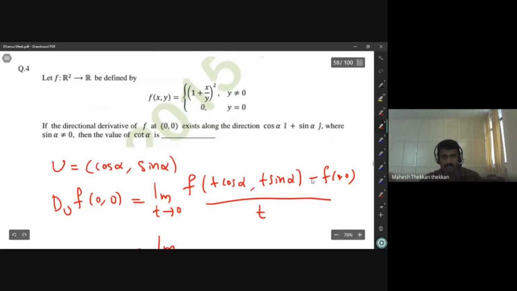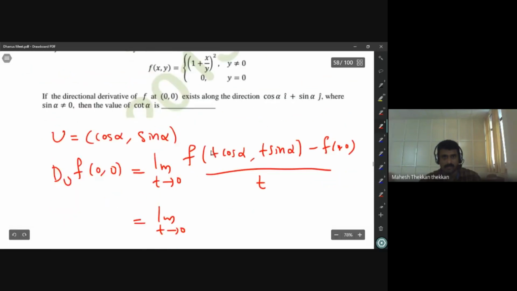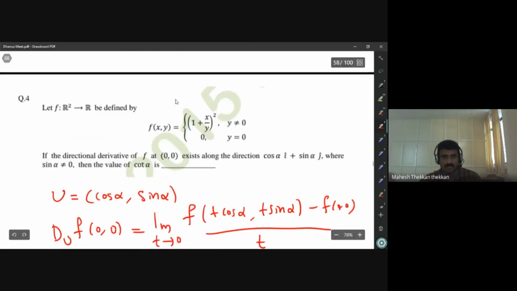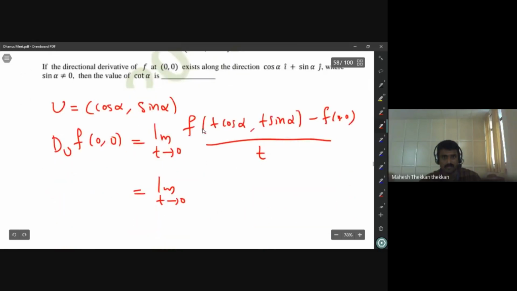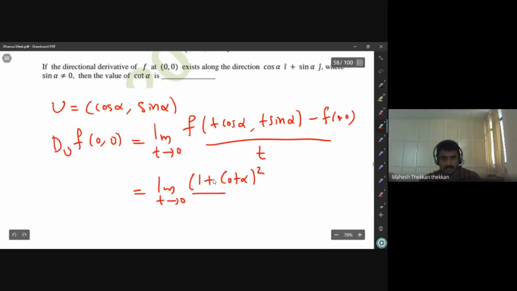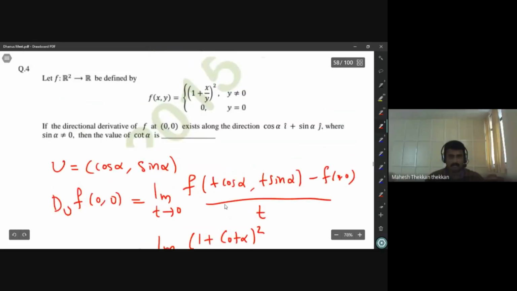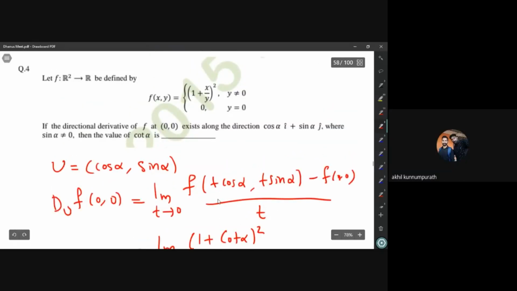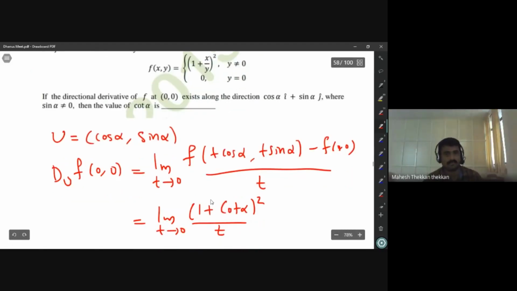What is f of (t cos alpha, t sin alpha)? f of (0, 0) is what? In that case, y is 0. So it is given that the function is 0. So f of (0, 0) is 0 only. Now f of (t cos alpha, t sin alpha) is what? You substitute here. Then you will get (1 plus cot alpha) whole square by t. Okay. Is that okay? Yeah, okay, fine. Then now tell me what is cot alpha.